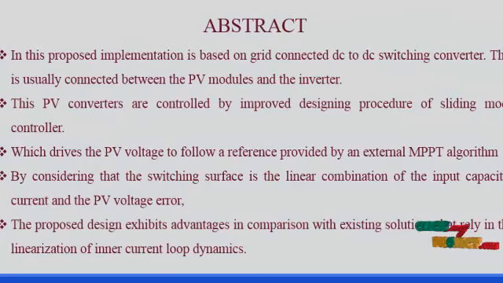The proposed implementation is based on a grid-connected DC to DC switching converter that is usually connected between the PV modules and the inverter. These PV converters are controlled by an improved design procedure of a sliding mode controller, which drives the PV voltage to follow a reference provided by an external MPPT algorithm, considering that the switching surface is the linear combination of the input capacitor current and the PV voltage error. The proposed design exhibits advantages in comparison with existing solutions that rely on the linearization of inner current loop dynamics.